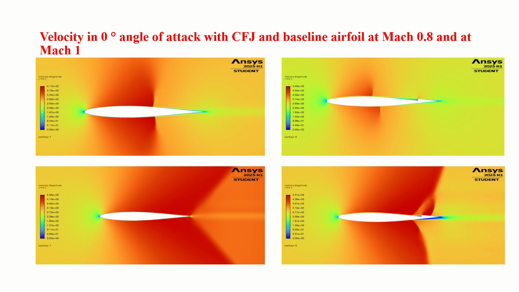Looking at the left velocity magnitude contour, the velocity on the upper and lower surface of the airfoil is very high, shown in red. By comparison, on the right side, the CFJ airfoil, we can see an effective reduction in pressure and velocity on the upper and lower surface of the airfoil as well.